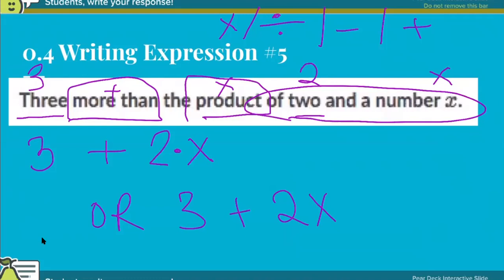Diamond, we are reviewing for the summative on Thursday. So this is the second objective that we talk about, where I'm writing a statement and I translate it into an algebraic expression. Okay.